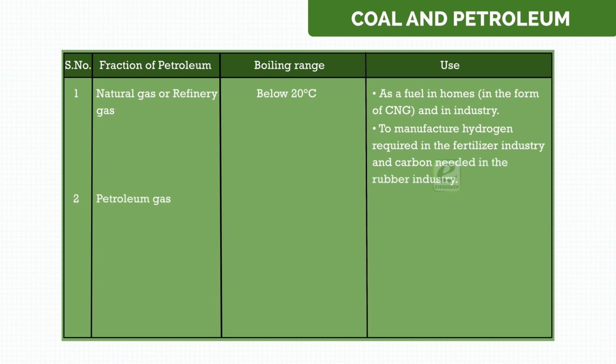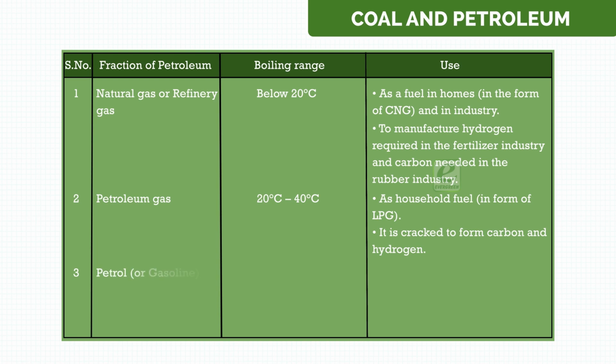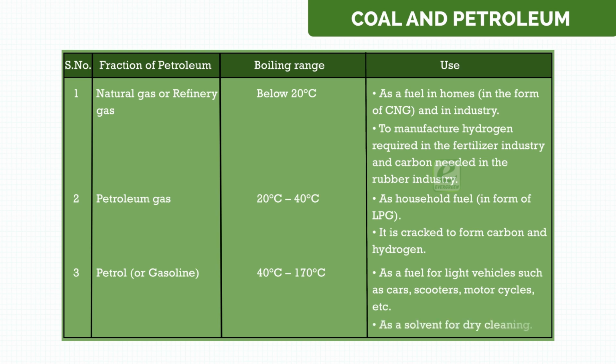Petroleum gas, 20 degrees Celsius to 40 degrees Celsius, as household fuel in the form of LPG; it is cracked to form carbon and hydrogen. Petroleum or gasoline, 40 degrees Celsius to 170 degrees Celsius, as a fuel for light vehicles such as cars, scooters, motorcycles, etc., and as a solvent for dry cleaning.